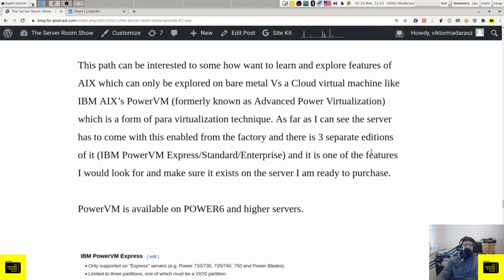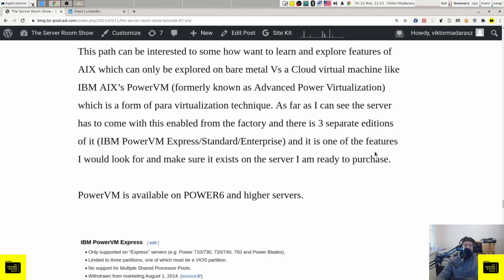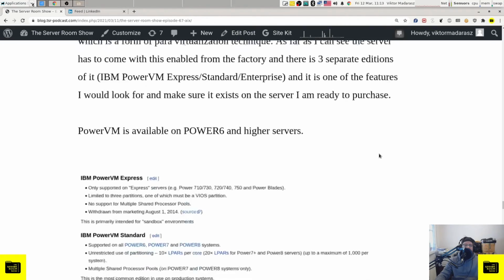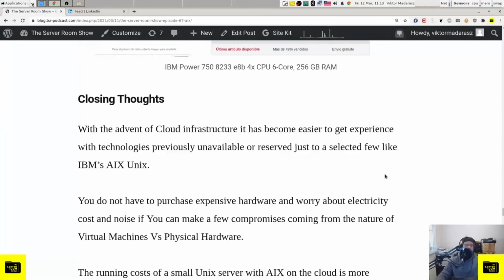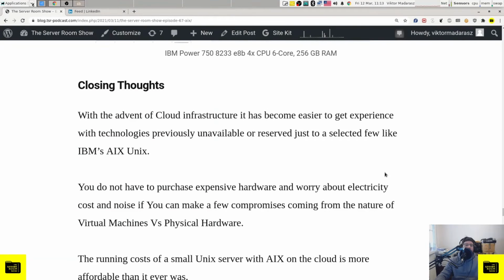So if anyone has one and doesn't mind contacting me, I'm more than happy to pay for shipping and a fair price for the server itself. And in the meantime, or if it's not something you need, you can stick with the virtual machine.